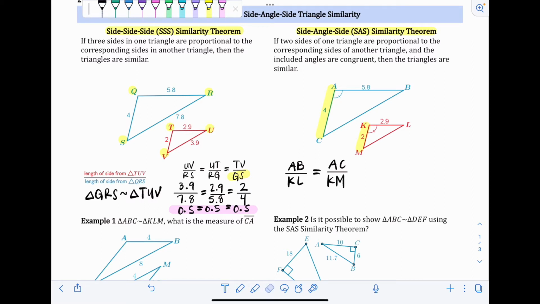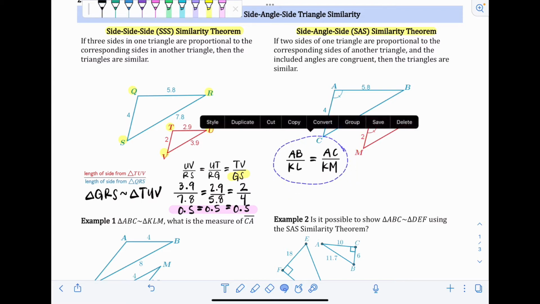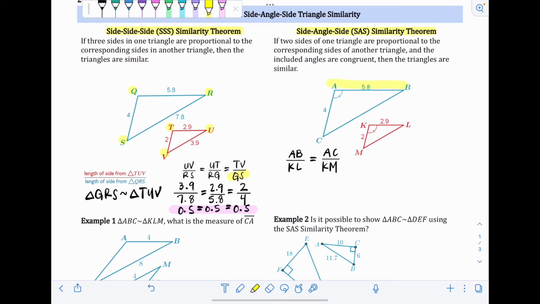And then we just want to actually put the values in and make sure they are equal, and then we'll confirm the angle thing after. Okay, so AB, that is 5.8, and then over KL, that's 2.9. And then the other ratio was AC, which was 4, over KM, which was 2.